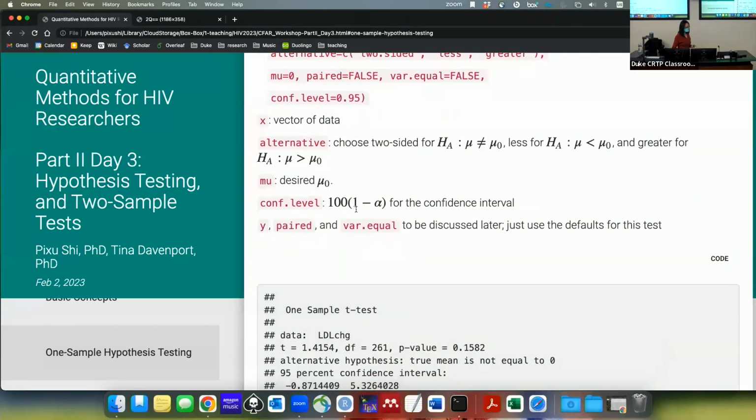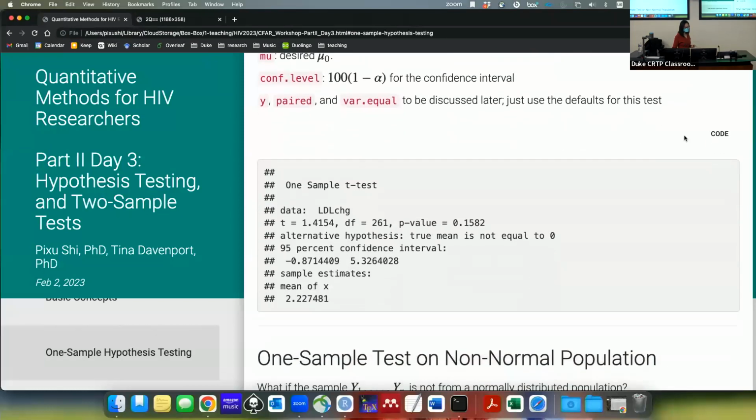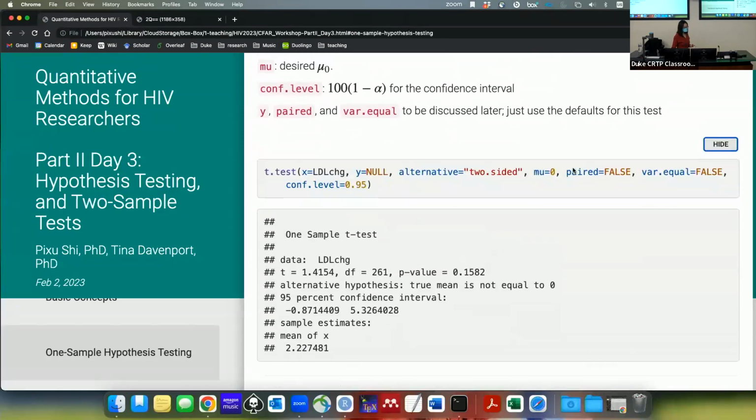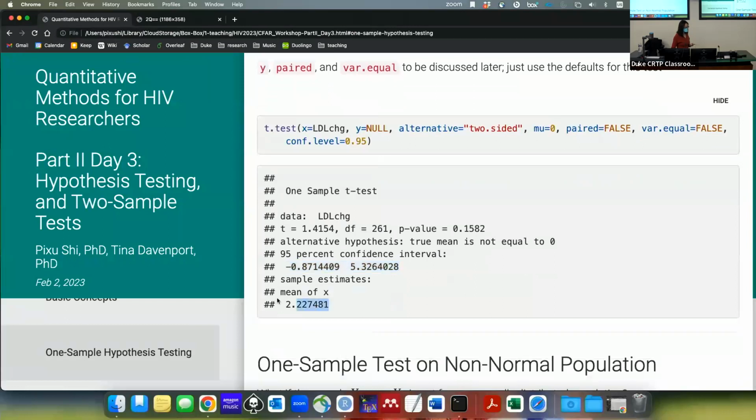So here I have the code. You just input the vector of data. This will just be a vector of values in R. And in the output, you will have the test statistic, the degrees of freedom of your test, which is actually your sample size minus 1. And you have the p-value, the confidence interval for the mean, which is the two-sided confidence interval. And you also have the sample mean.